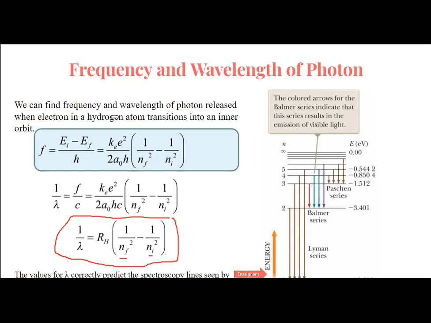Remember, a high energy photon has a short wavelength and high frequency. A low energy photon has a longer wavelength and lower frequency. And if you're wondering what the relationship is between a photon's frequency and wavelength, it's always going to be the same formula. Lambda times the frequency equals c.